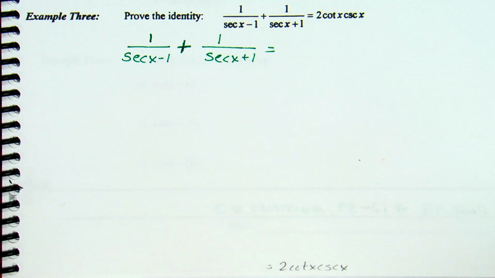I would go for reciprocal identity if I didn't have the minus 1 and plus 1 here. I can't use the reciprocal identity with that minus 1 plus 1 there. If it was just 1 over secant x, in a heartbeat I'd be going for our reciprocal identities to get these out of fraction form. But because of that minus 1 and plus 1, I'm going to have to take a different direction.